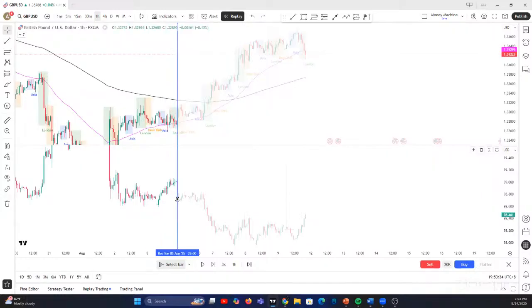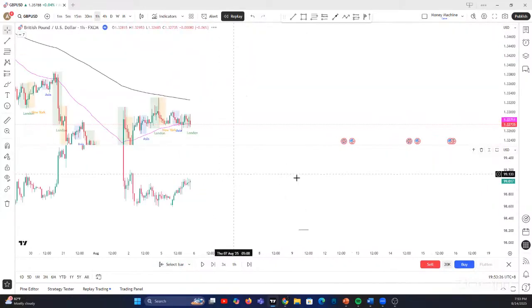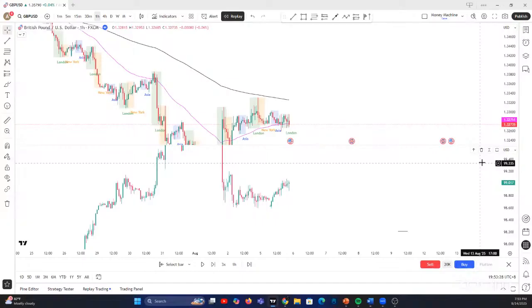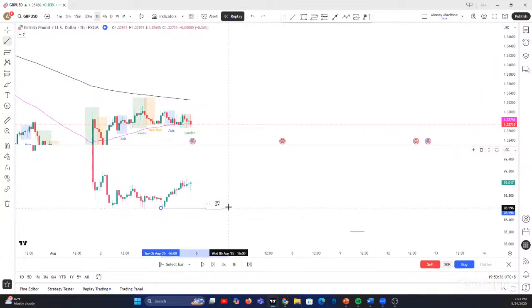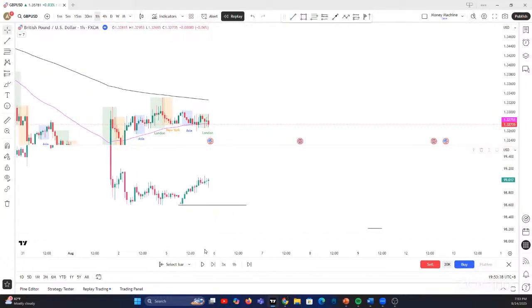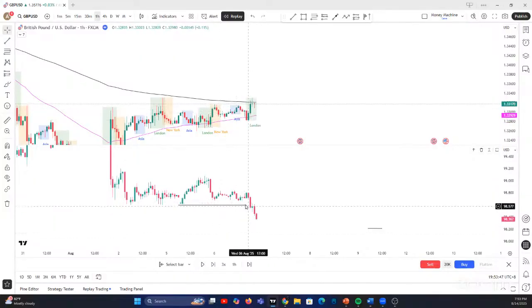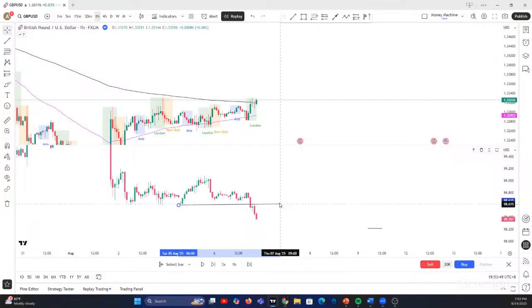Okay, for example, let's try this. You're in the 1 hour. Where are the structures? So this is the structure, this is the low that should break. Okay, so let's try that. Somebody can do a close there, so it means GBP USD should go up now. Okay, there's the bearish engulfing there.